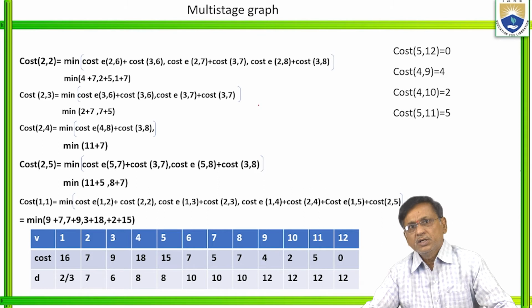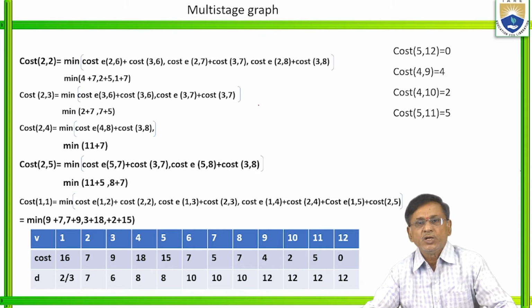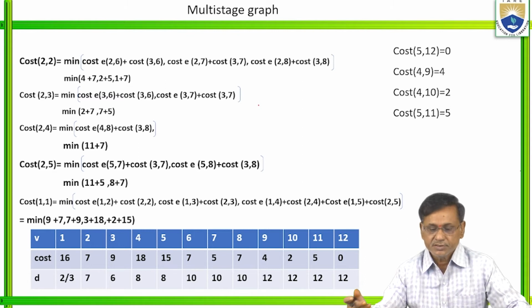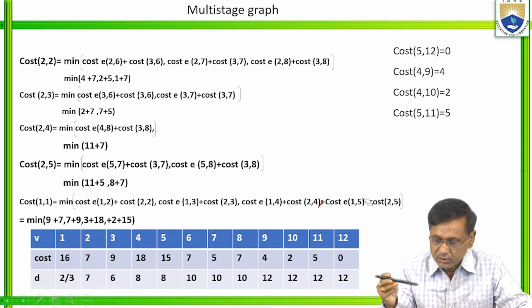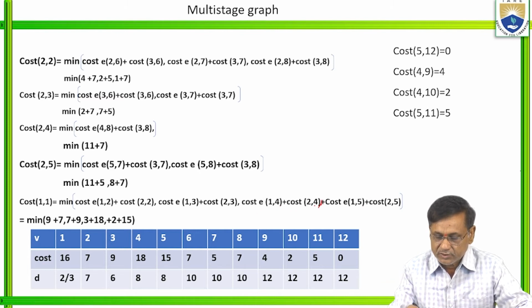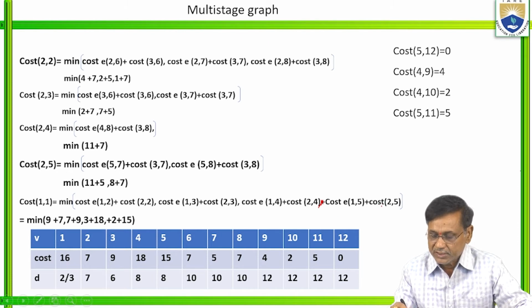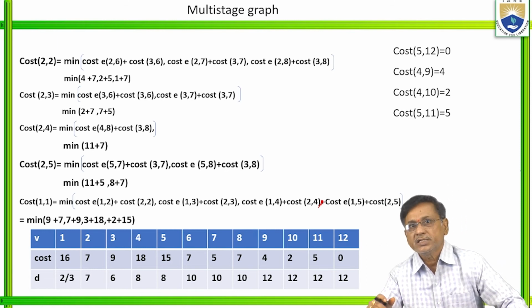So, cost of vertex 1 in stage 1 is equal to the minimum of cost of an edge 1 to 2 plus cost of vertex 2 in the second stage, comma, cost of an edge 1 to 3 plus cost of vertex 3 in the second stage, comma, cost of an edge 1 to 4 plus cost of vertex 4 in the second stage, comma, cost of an edge 1 to 5 plus cost of vertex 5 in the second stage. In that we have to select the minimum.